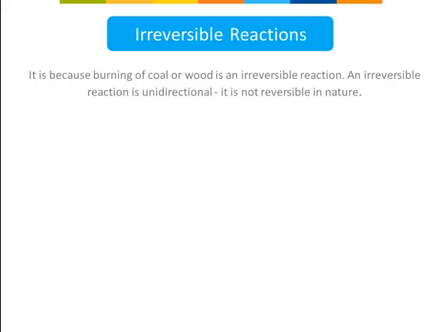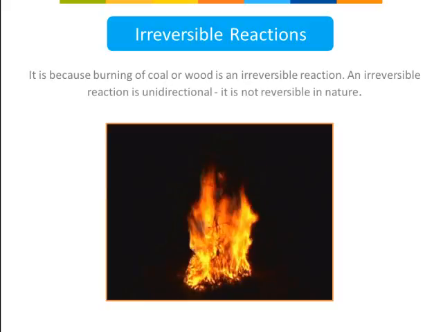This brings us to our next topic, irreversible reactions. Let's find out what this means. This is because burning of coal or wood is an irreversible reaction. An irreversible reaction is unidirectional, which means it is not reversible in nature. So friends, the next time you want to burn something, think twice.